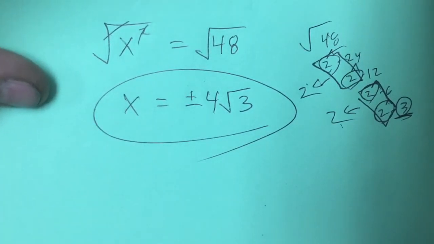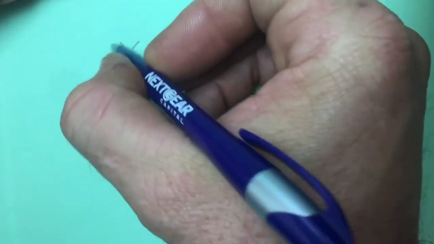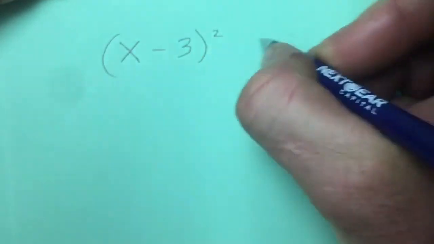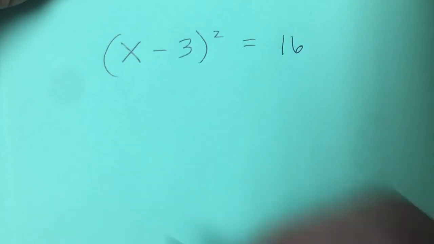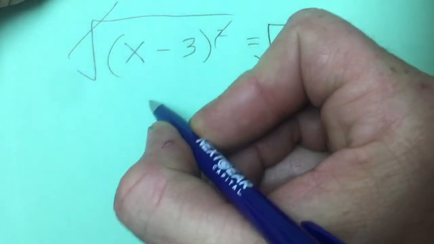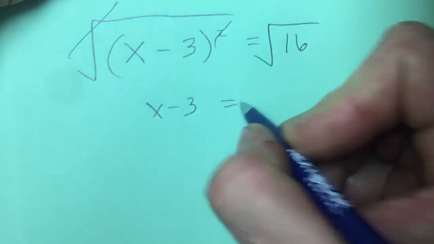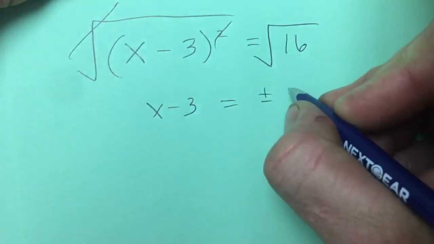Okay. Now, sometimes we have expressions in the radical, like x minus 3, that's squared, and it equals 16. (x minus 3) squared is 16. Well, I can do the square root property on both sides again. The square root cancels the square. Now this time that leaves me x minus 3. The square root of 16 is 4, but it could be positive or negative 4.